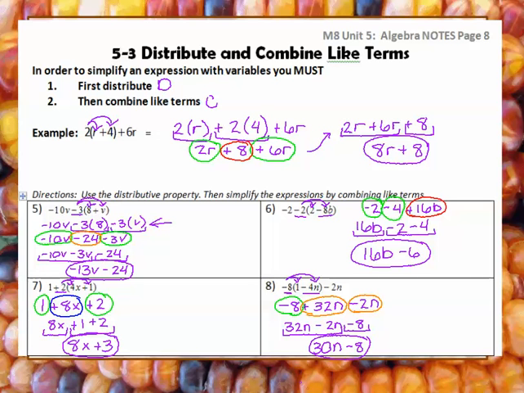So go ahead, try the ones down below, and when you're ready, you can either check them with the key that's on the website, or you can ask me for help.